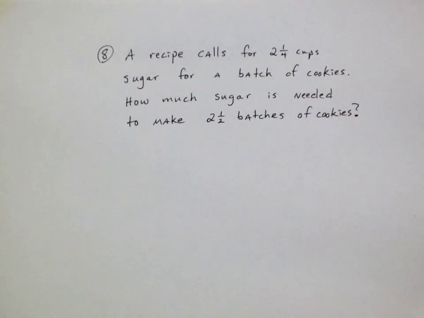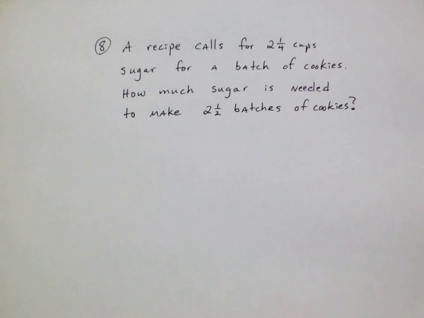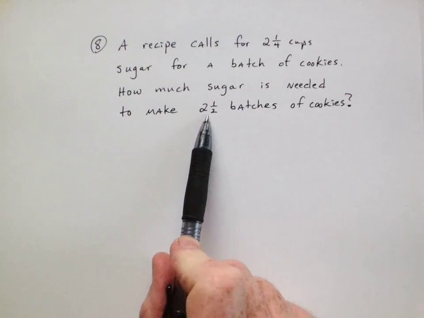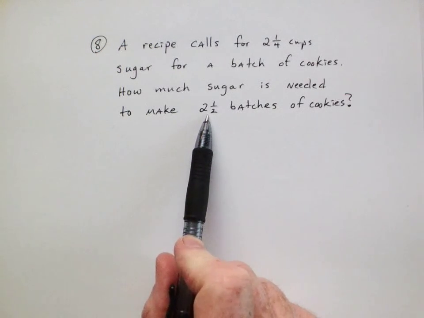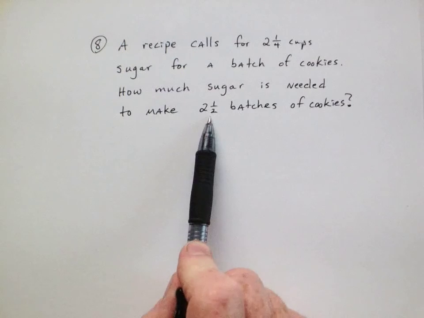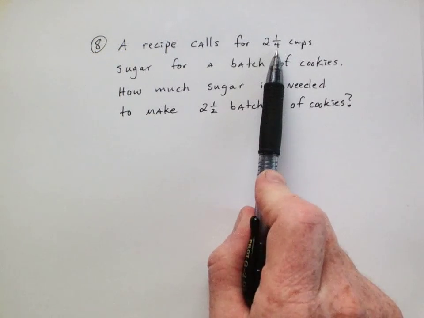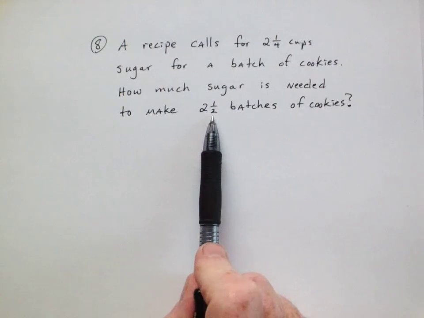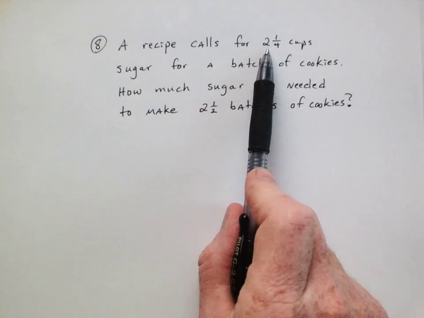And then on to this fancy word problem that I made up. So this literally happens to me sometimes. I'm making a recipe and I have to double it or triple it or something like that. But since we're using mixed numbers, you have to make 2.5 batches. So there's 2.25 cups of sugar that's needed for every batch, and then we're going to make 2.5 batches. So we're going to more than double this.